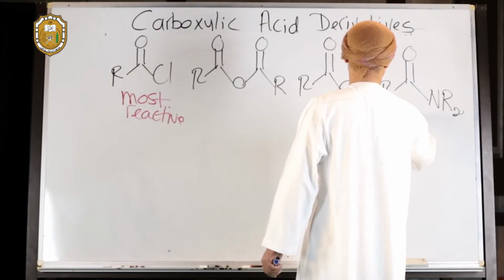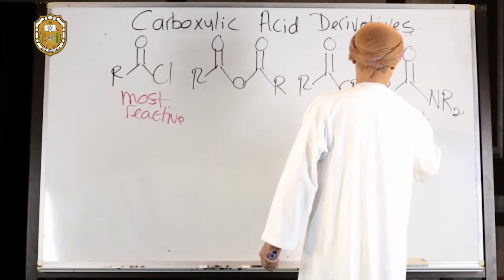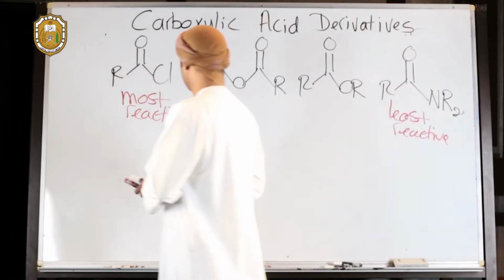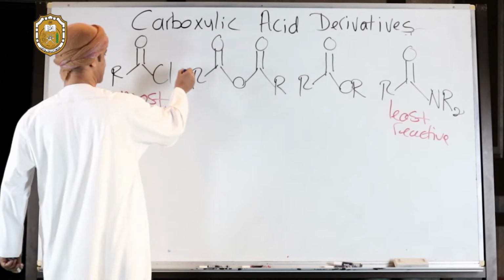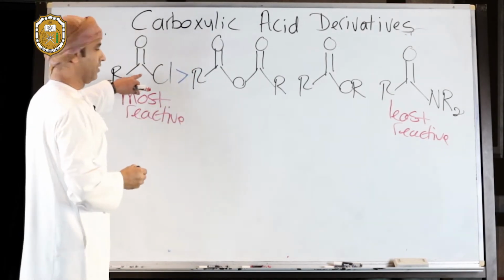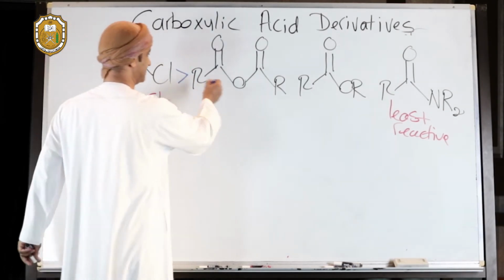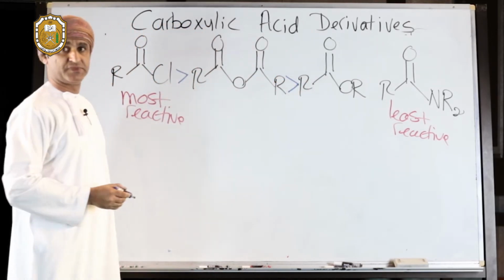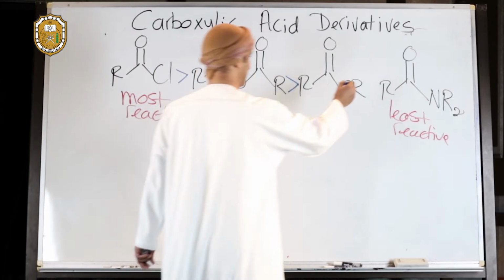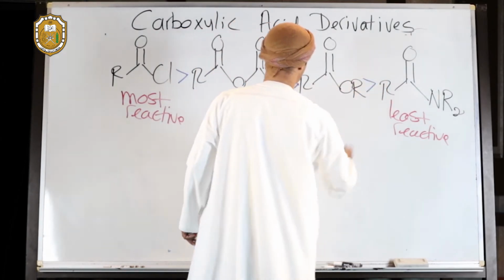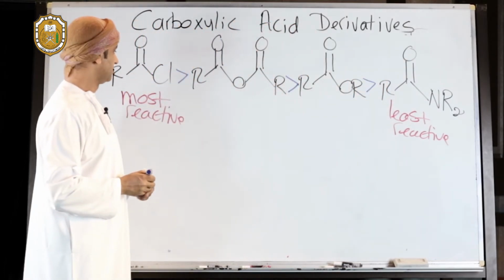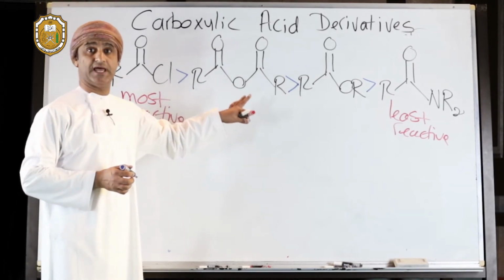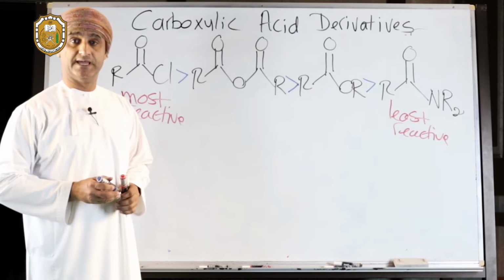Amides are the least reactive, and the reactivity scale is going this way. So acid chlorides are more reactive than acid anhydrides, which are more reactive in turn than esters, which in turn are more reactive than amides. So acid chlorides are the most reactive, followed by acid anhydrides, followed by esters, and then finally amides.